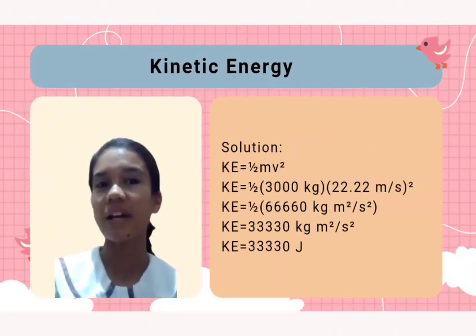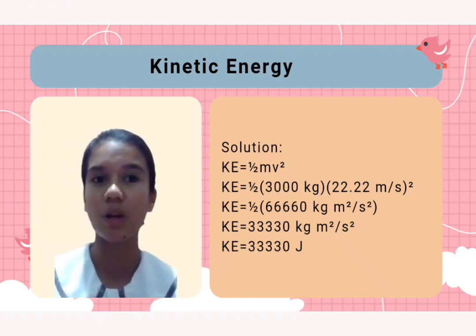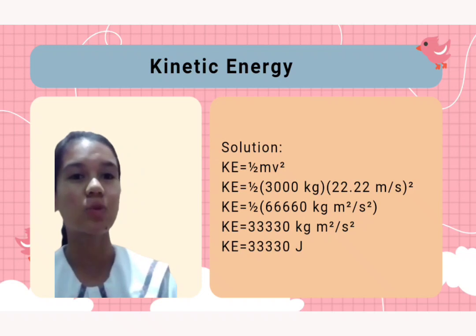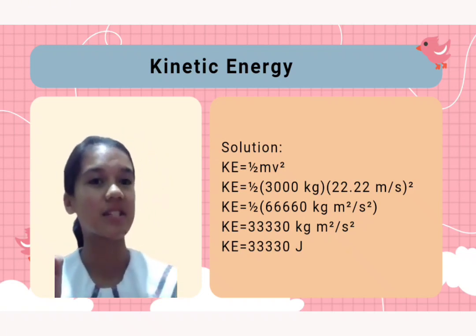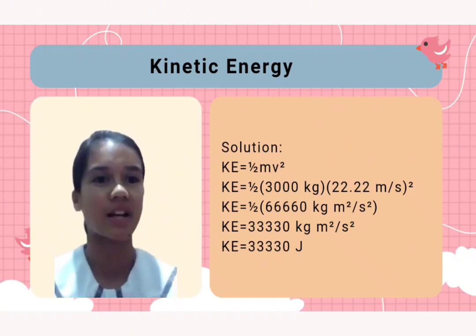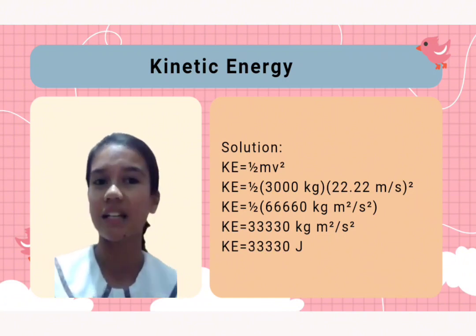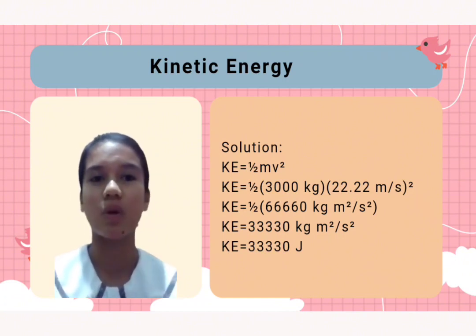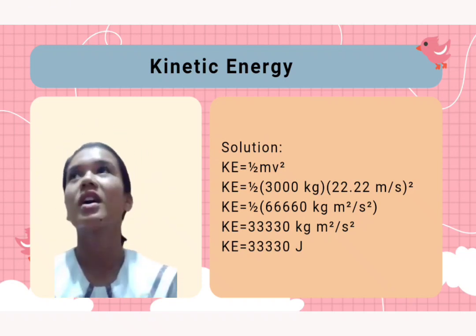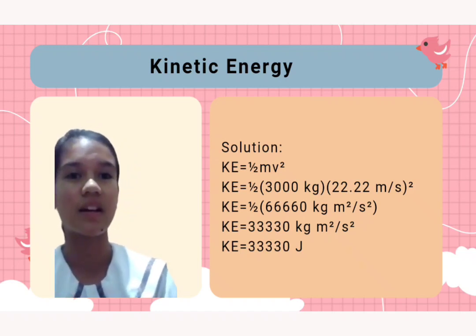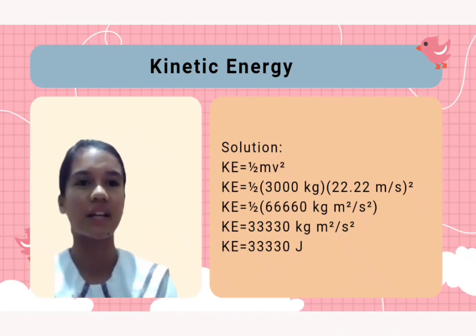Ke is equal to 1/2 times 3,000 kilograms times (22.22 meters per second) squared. And after that, it will be Ke is equal to 1/2 times 66,660 kilograms meter squared per second squared. So the answer is Ke is equal to 33,330 kilograms meter squared per second squared, or 33,330 joules. So the kinetic energy of the car is 33,330 joules. So that's how we solve the kinetic energy.